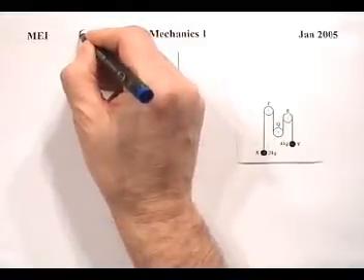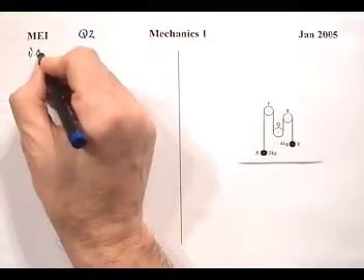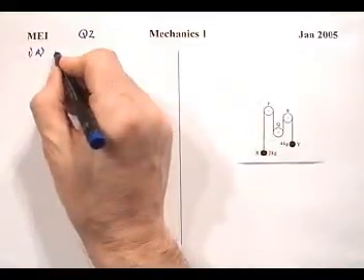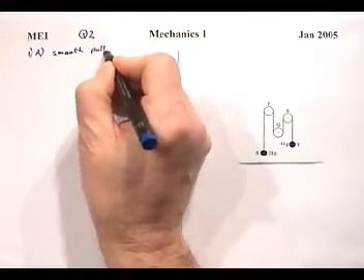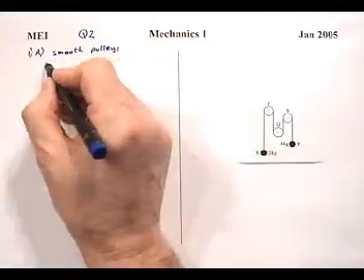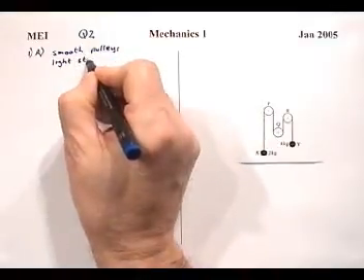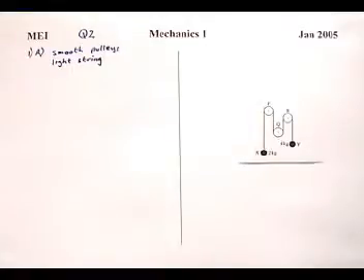Question 2. Part 1 says, state what information in the question tells you that the tension is the same throughout the string in this little pulley system. And the answer is this smooth pulleys. And also, it's a light string. The most important part of that answer is the fact that they're smooth pulleys.